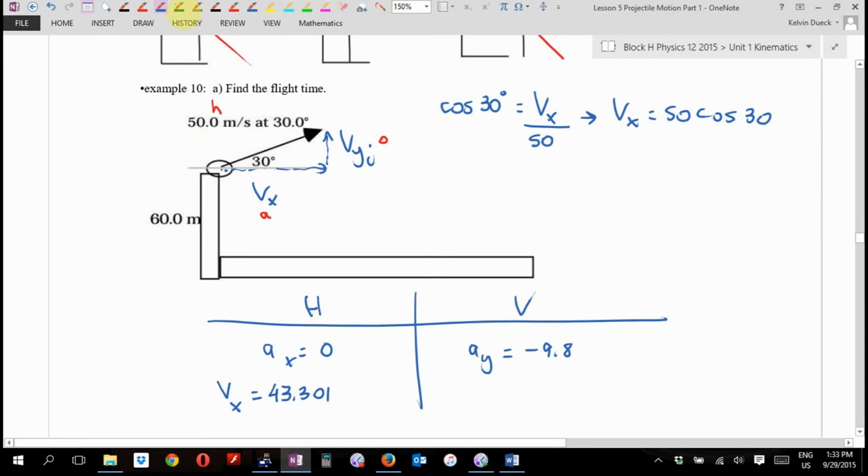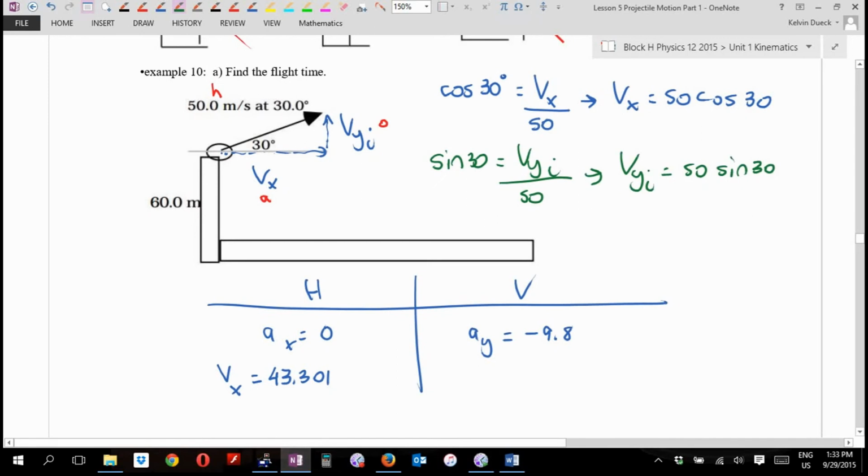Which trig function could I use to find Vy initial? Sine 30 equals Vy initial over 50, and again, times by 50. I think this one works out dead even to 25, does it not? Yeah. I've got the sine of 30 memorized. It's 0.5 because it shows up so often. So it's half of 50.